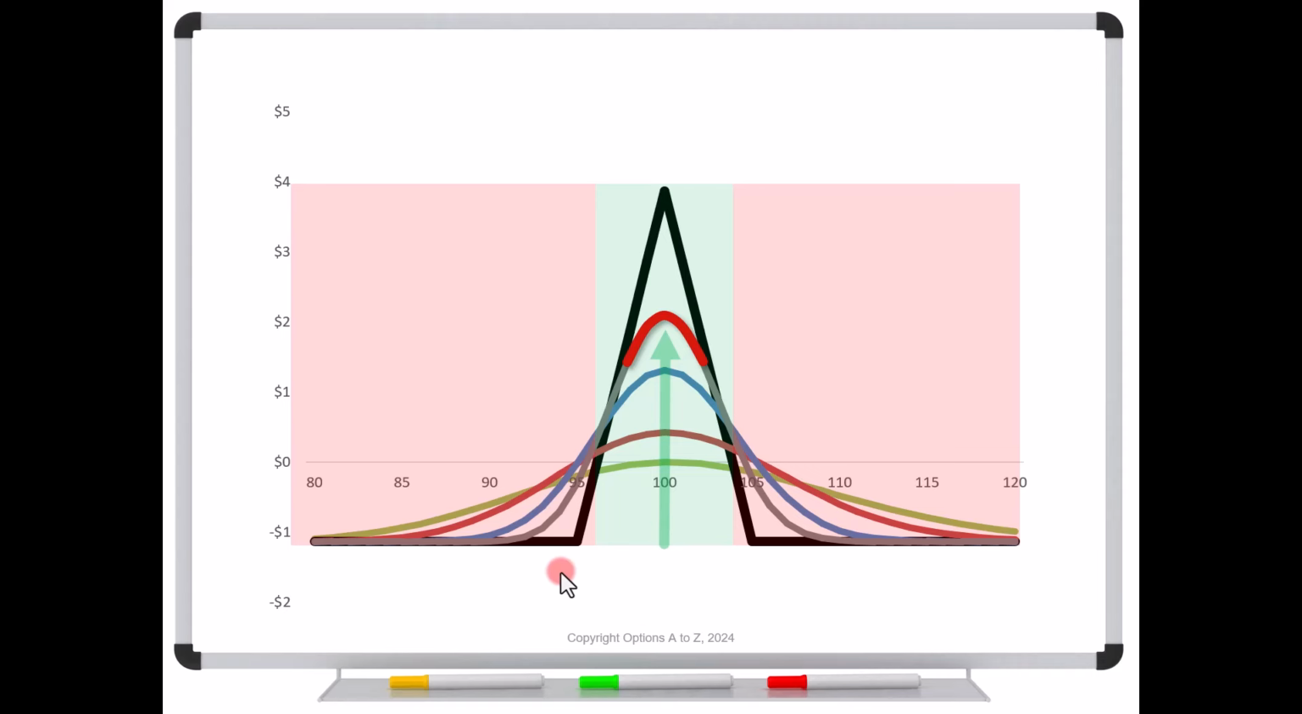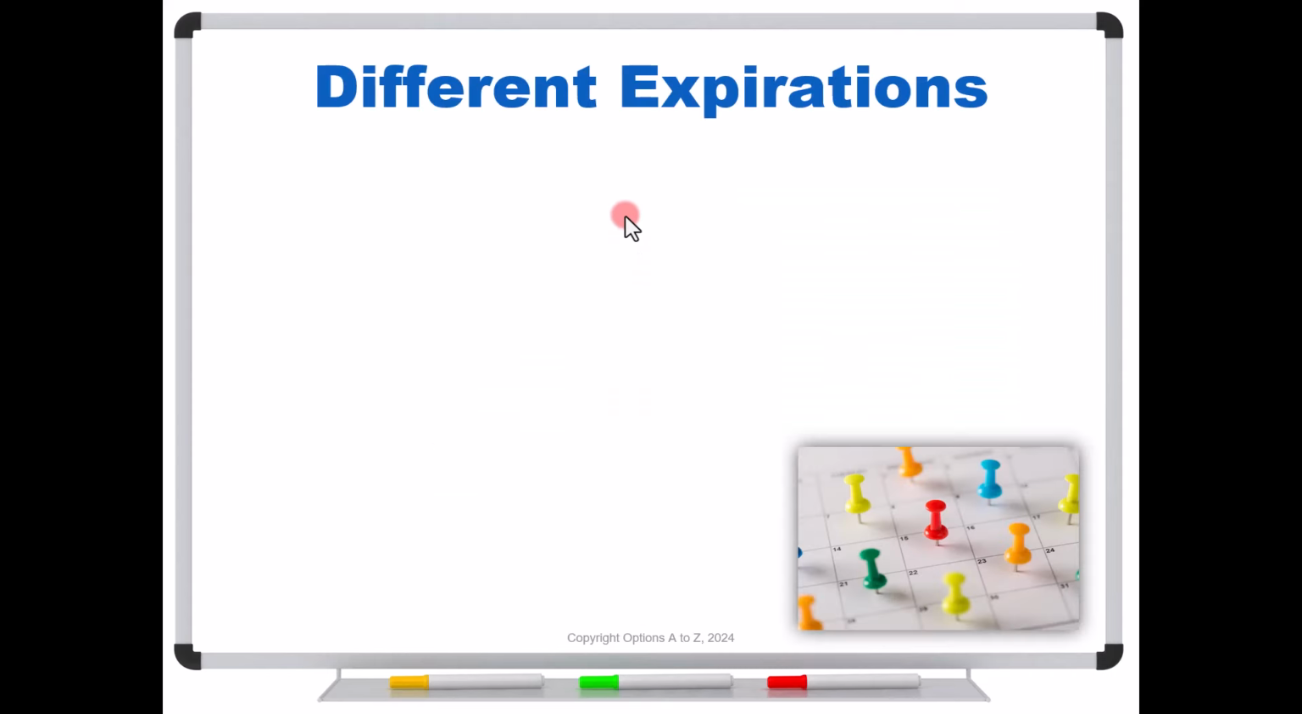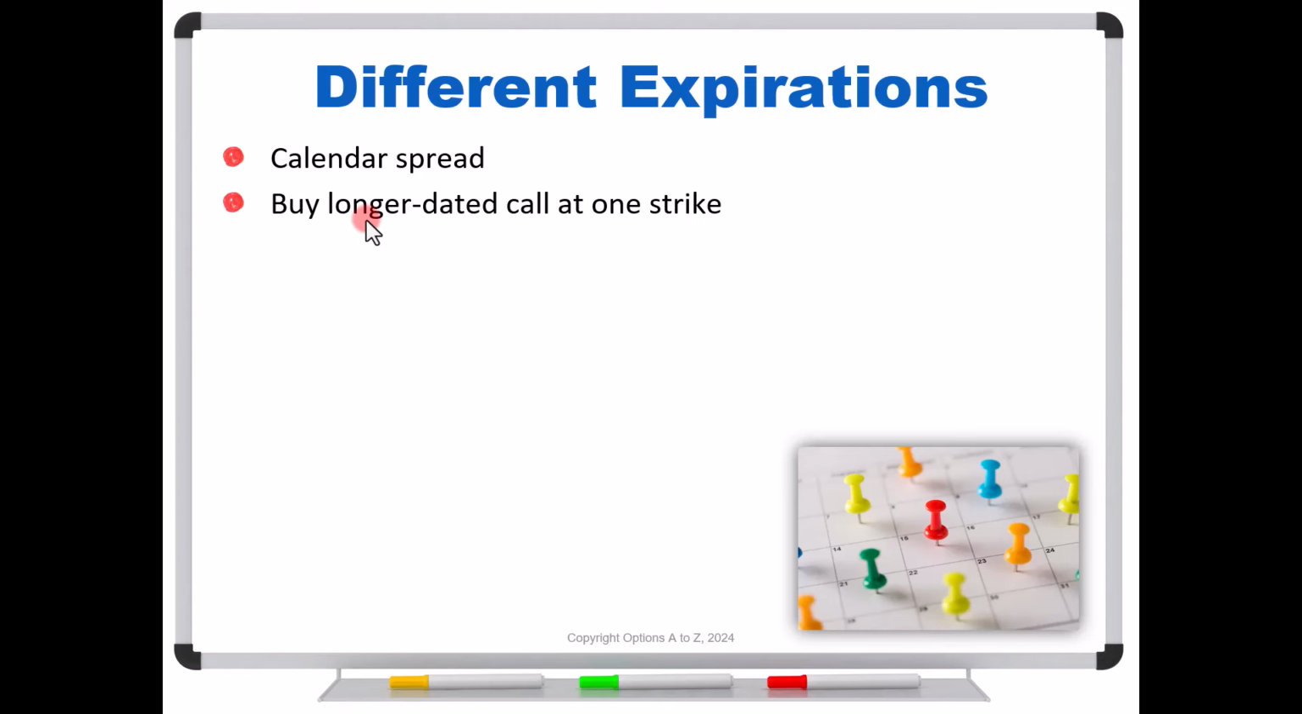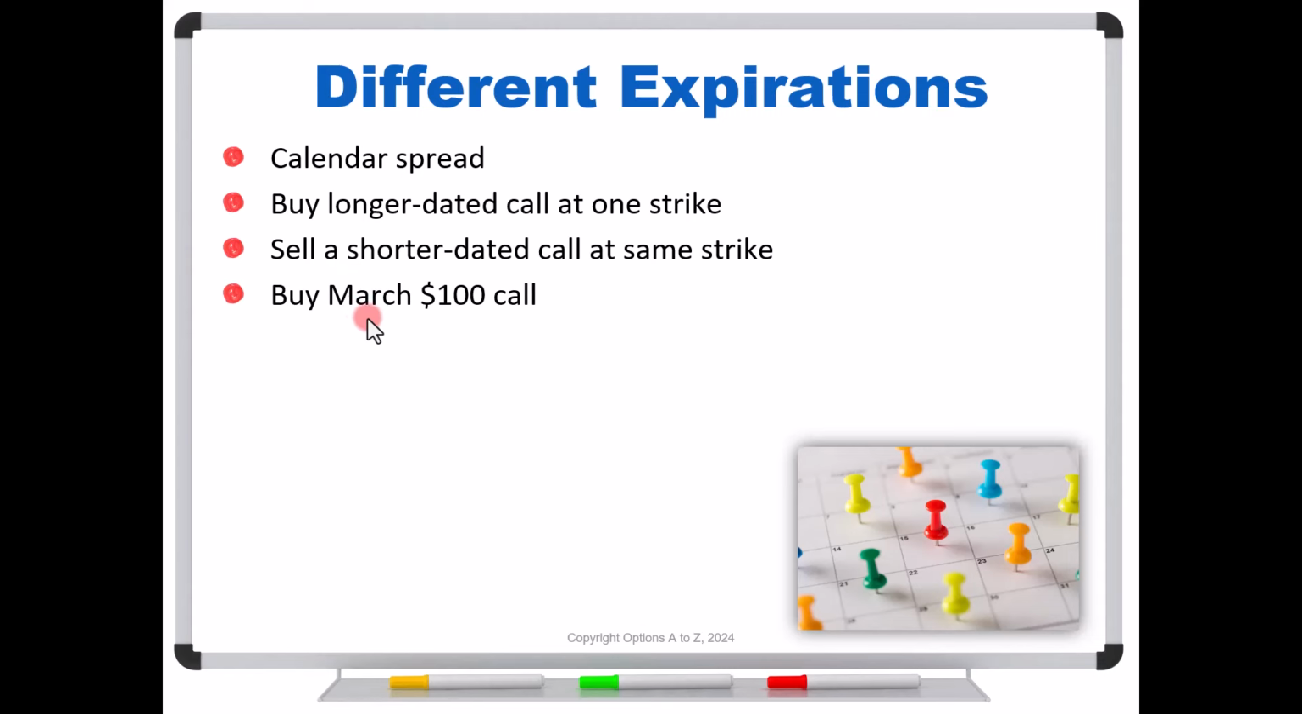Well, again, like a lot of strategies, we can change this. We can actually have different expirations. So let's say, for example, for a calendar spread. Now, a calendar spread, you're going to buy a longer dated call at one strike, and you are going to sell a shorter dated call at the same strike. So, for example, maybe you buy a March 100 call and sell a January 100 call. We're buying March, we're selling January, we've got the same strikes.